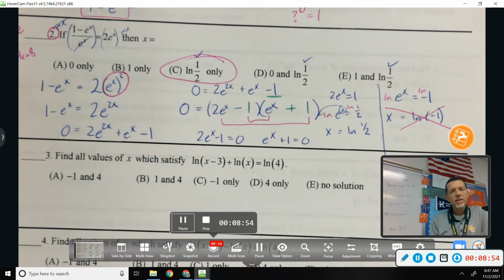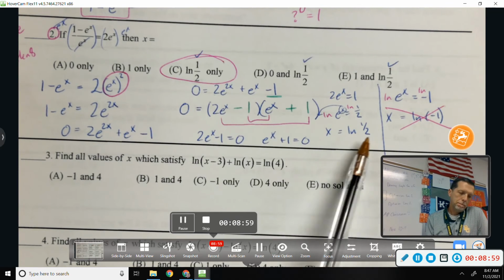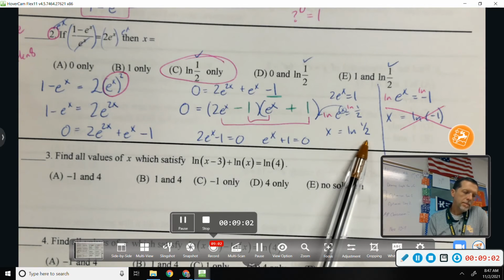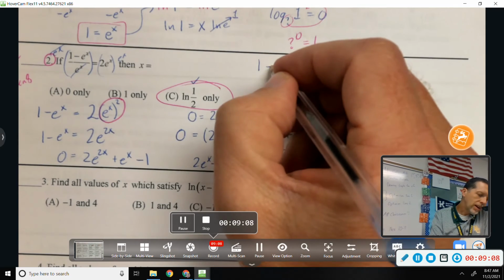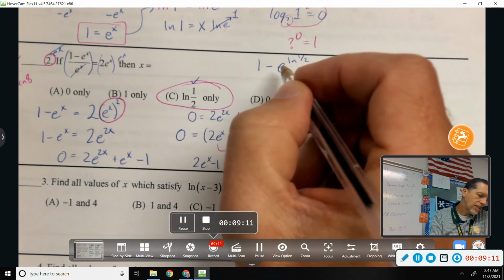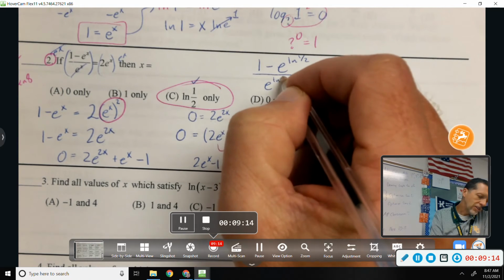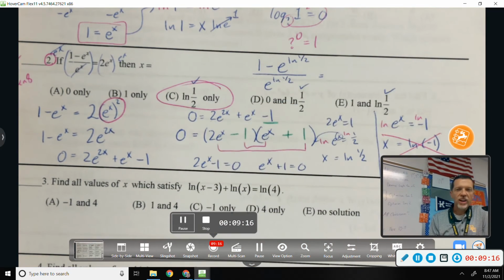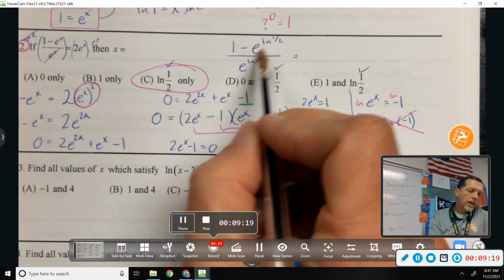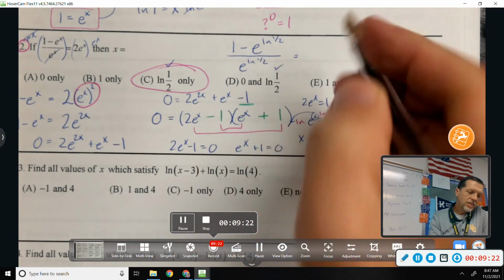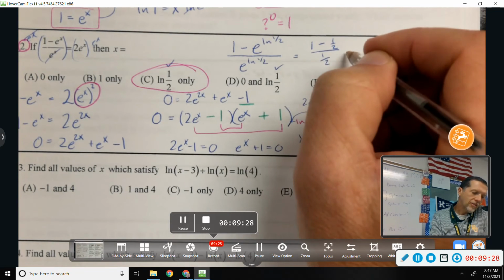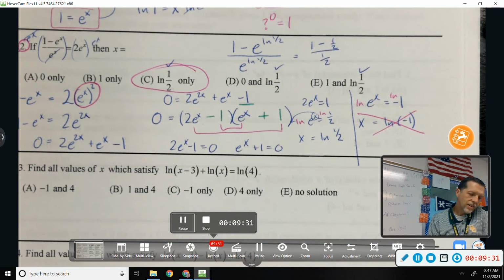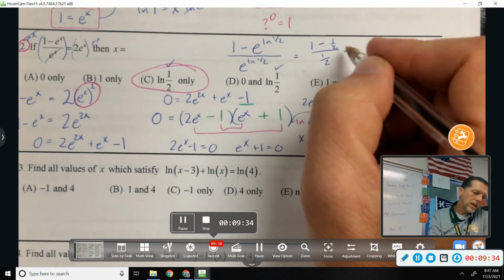How do you check a natural log? So you got natural log 1/2 as the answer, but how would you plug that in to the original to check it? You could. 1 minus e to the natural log of 1/2 over e to the natural log of 1/2. So this would be if we really wanted to check it. E and natural log cancel each other out. So that's 1 minus 1/2 over 1/2, so that would be 1/2 over 1/2, which is 1.